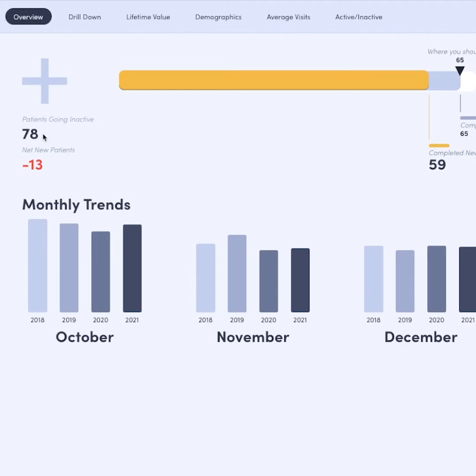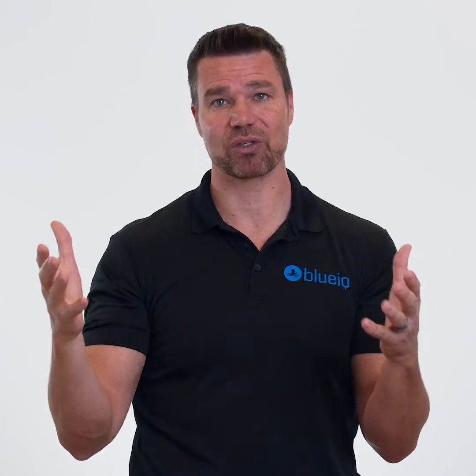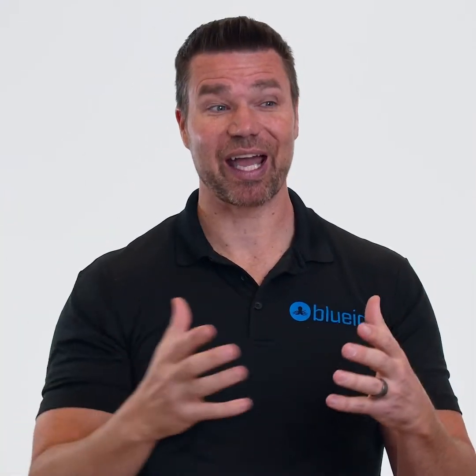In BlueIQ, we actually call this the lifetime value, and it's broken down into time frames, and we usually use the 1-year value of that patient. What is the amount of money you expect to collect from that patient over their first year? That 1-year value is extremely important in looking at what is an acceptable new patient acquisition cost, and we're going to dive into that.